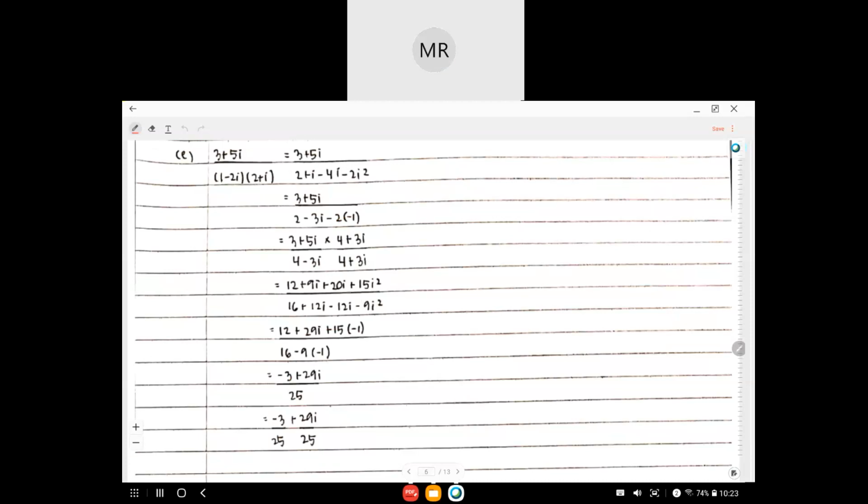3 plus 5i divided by 1 minus 2i times by 2 plus i. So expand your denominator first. You can get 2. Okay, and then 1 times i is i. Negative 2i times 2, negative 4i. And then negative 2i times i, you can get negative 2i squared. So simplify, we know that i squared equals negative 1. So you can get 2 plus 2. So you can get 4.